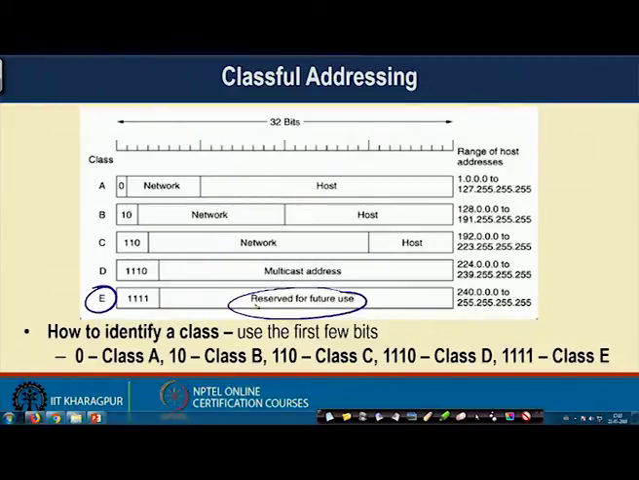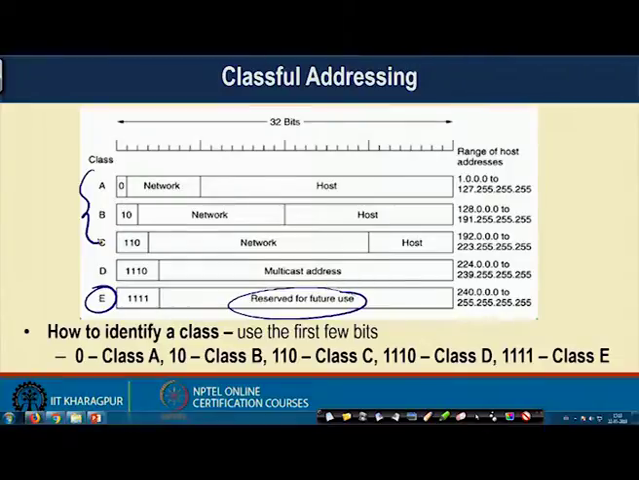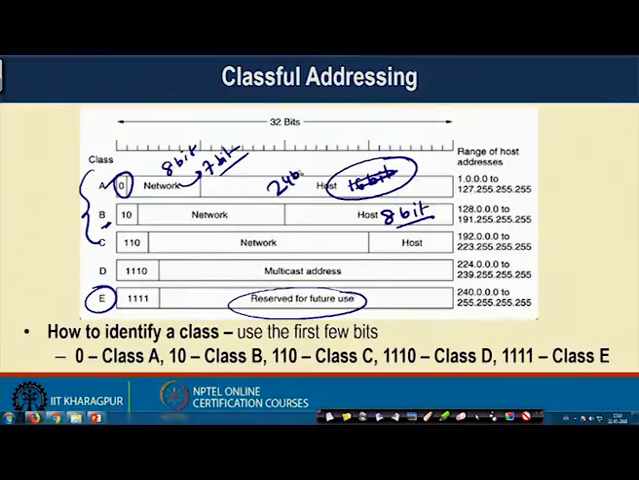The class E IP addresses are reserved for future use, they are not normally used. They go from 240.0.0.0 to 255.255.255.255. The other three classes of IP addresses, class A, class B and class C, are divided into the network address and the host address part. Now, in case of class A IP address, it was a 24 bit host address and 8 bit of network address, out of which 1 bit was reserved for denoting class A. So, you have a total of 7 bit.